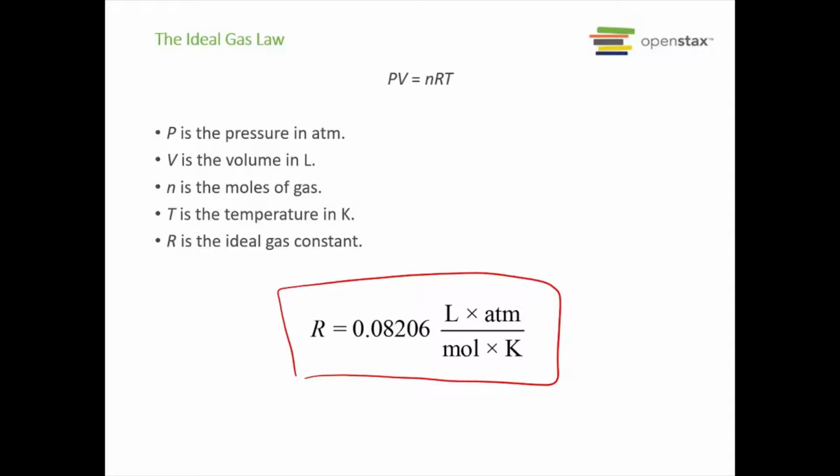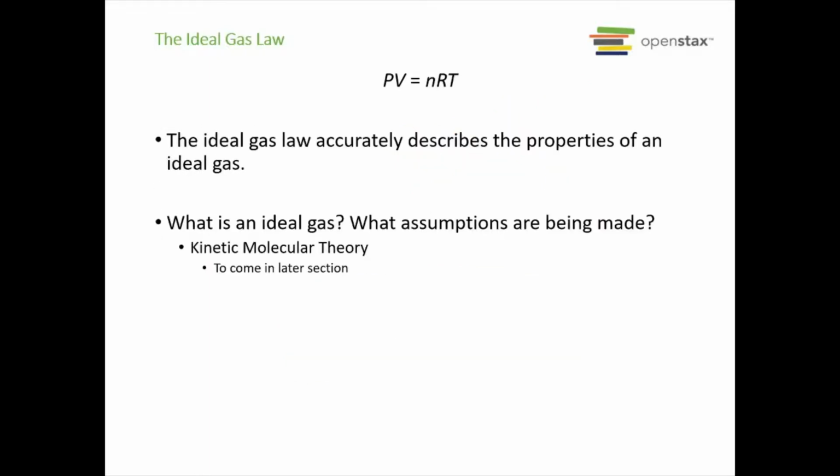And notice again, type of gas doesn't matter. There's nowhere here where the type matters. These are ideal gases. We don't care what type of gas they are. We care about how much of the gas there is, but we don't care about what it is. So it accurately describes the properties of an ideal gas.